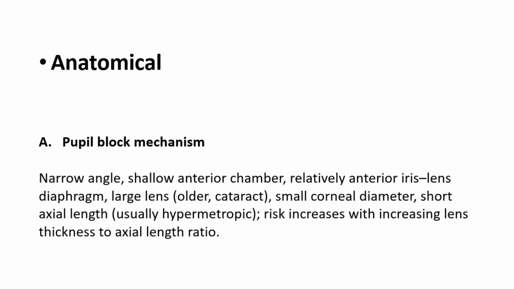Anatomical: pupil block mechanism. Narrow angle, shallow anterior chamber, relatively anterior iris-lens diaphragm, large lens, older, cataract, small corneal diameter, short axial length, usually hypermetropic. Risk increases with increasing lens thickness to axial length ratio.